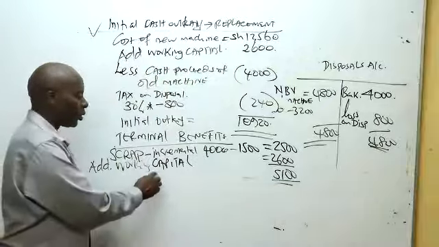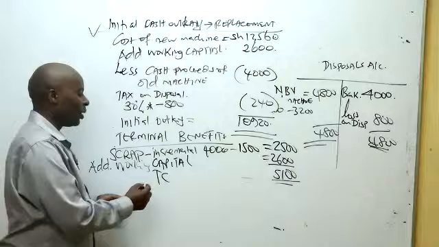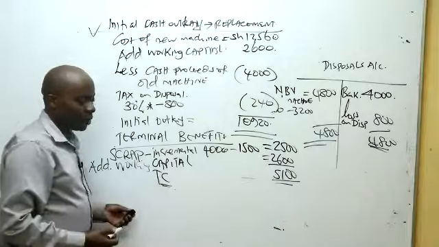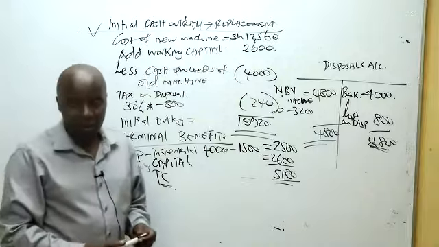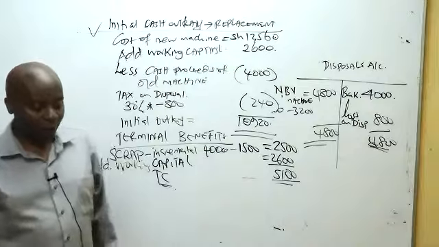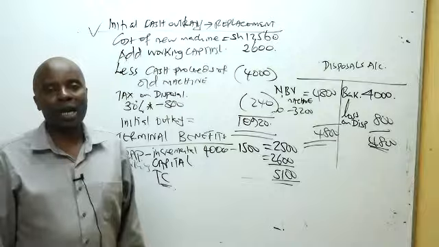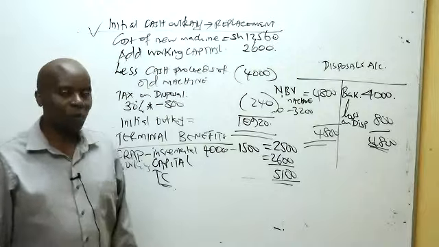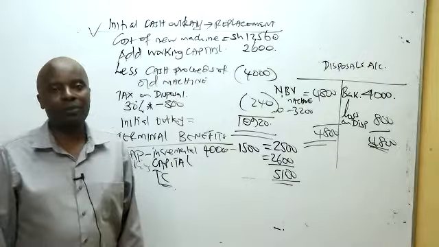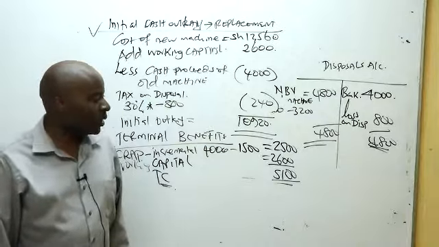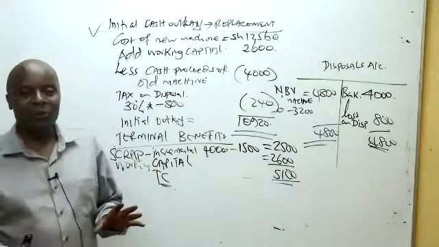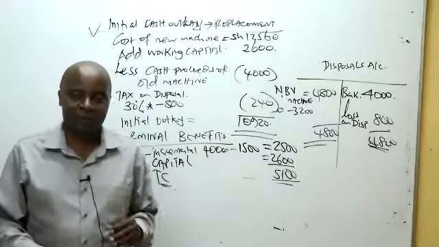So this is what we call the TC, the terminal cash flow. The terminal cash flow is 5,100.